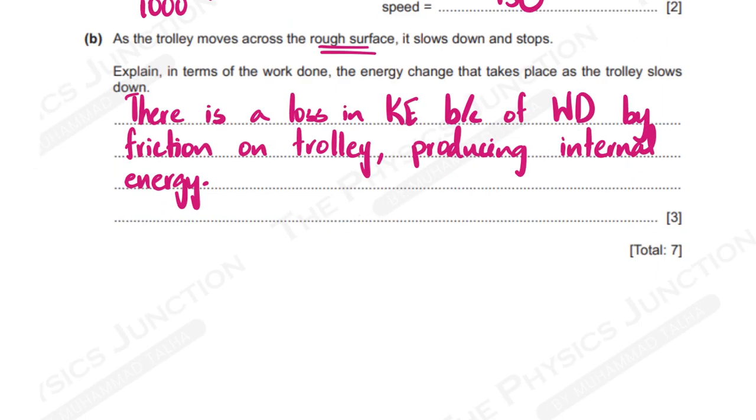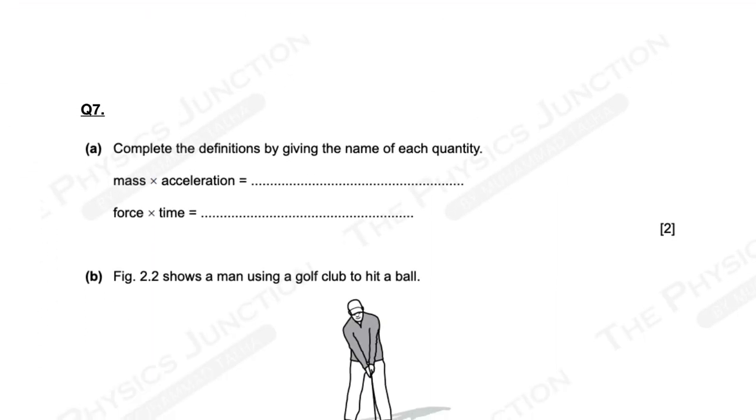Let's go on to the next question. Question number 7. Complete the definitions by giving the name of each quantity. Mass times acceleration is resultant force. Force times time is impulse, or you can also say the change in momentum.